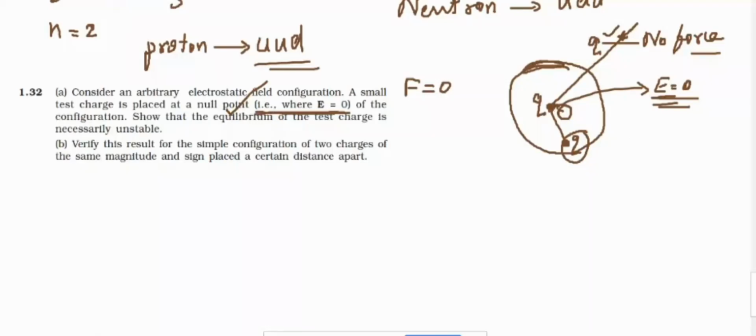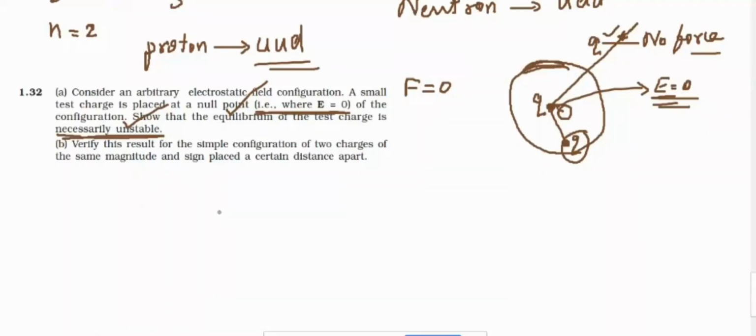Therefore, if at the null point the test charge is at equilibrium, but if it is displaced from the null point, it cannot come back to the same point. Therefore, as it cannot come back once displaced, the equilibrium is unstable equilibrium because it cannot come back.